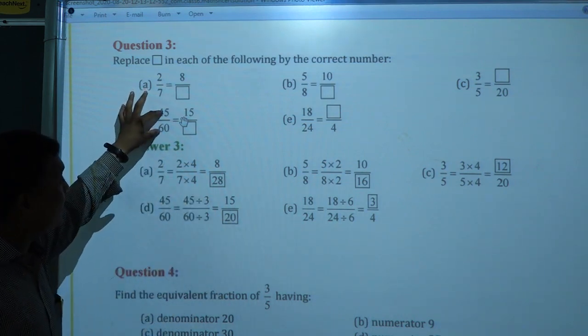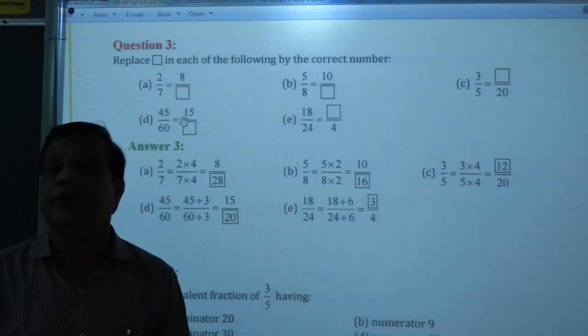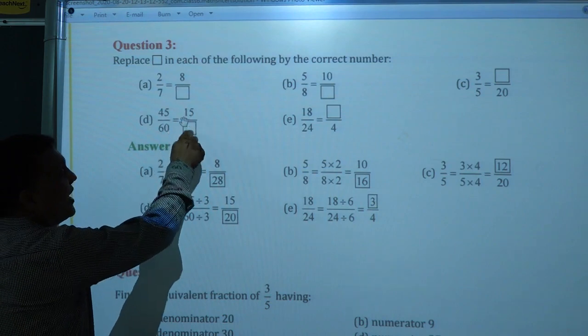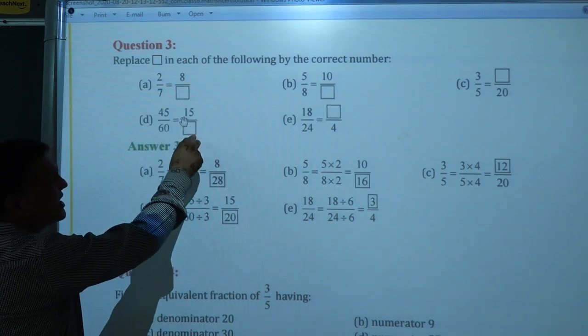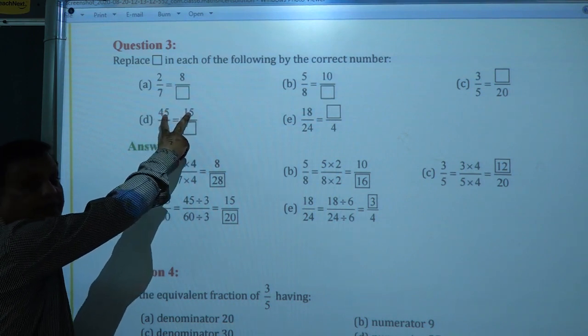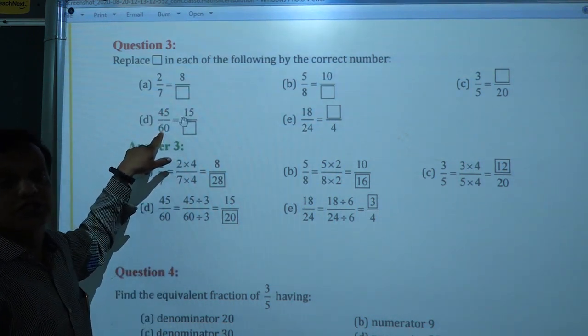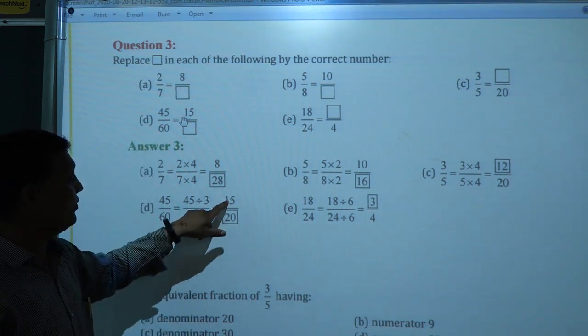Here the bigger numbers are given, smaller numbers are asking. When bigger is given, smaller are asking, so you have to divide. The question is 45 upon 60 is equal to 15 upon dash. 45 is bigger, 15 is smaller. So 45 divided by 15, answer is 3. The 3 you have to divide with this denominator. So 60 divided by 3 is 20. So the answer is 15 upon 20.